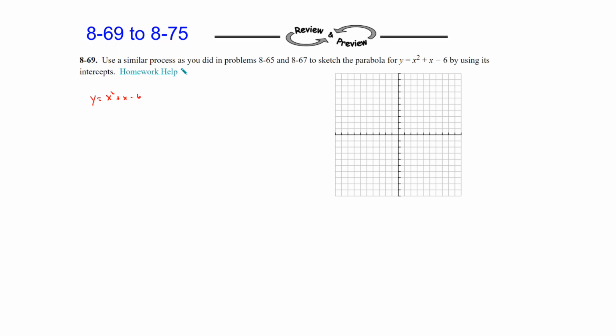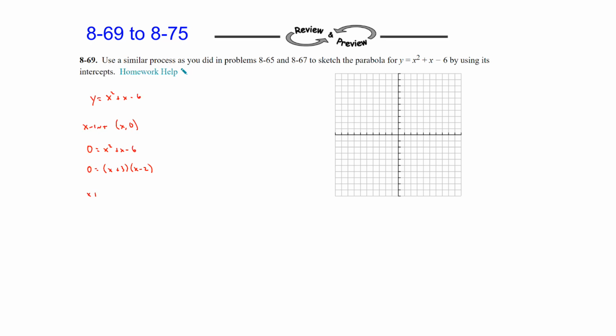So the first thing we need to do is to find the x-intercepts. Remember, that's when y is equal to 0. So we can set 0 equals x squared plus x minus 6. And to be able to do this, we need to write the trinomial as a product. So you guys can show your work on how to do that. I'm just going to go ahead and write the factors x plus 3 and x minus 2.